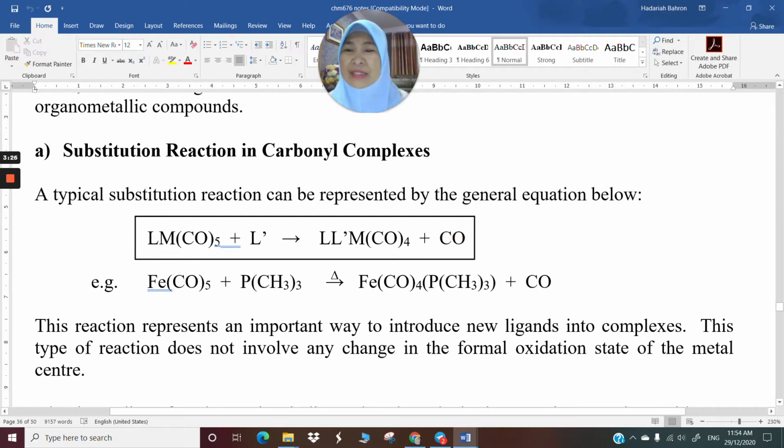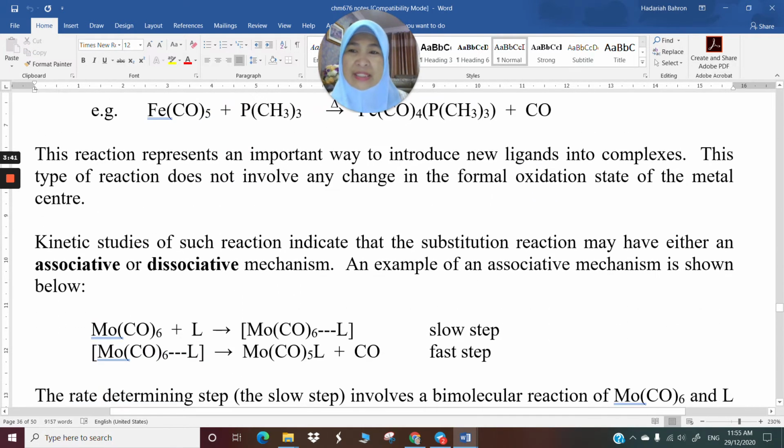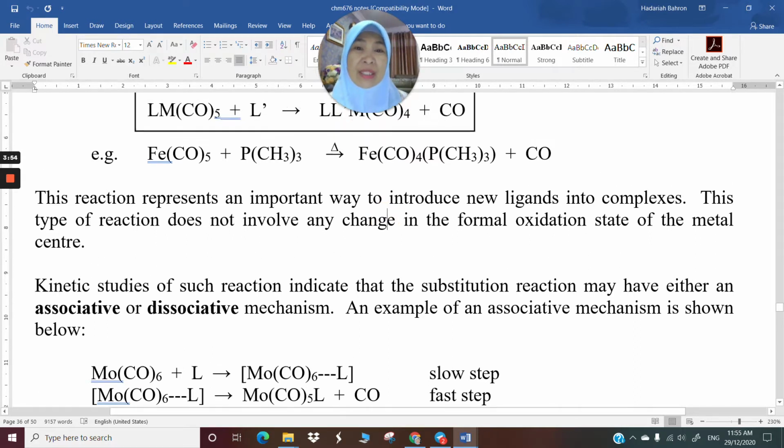For example, if you have FeCO5 reacting with trimethylphosphine, you may get FeCO4 with 1 trimethylphosphine and 1 CO being released. Now, this reaction represents an important way to introduce new ligands into complexes. This does not involve any change in formal oxidation state of the metal center.